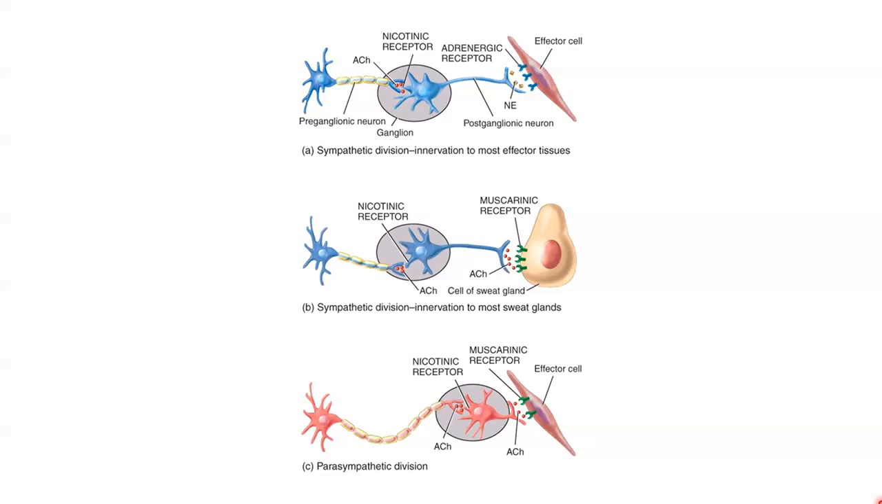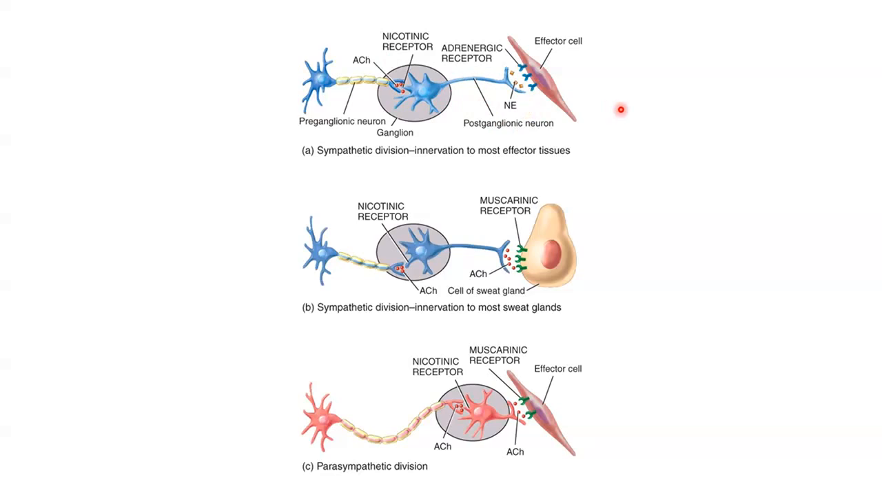All preganglionic neurons are cholinergic neurons because they release acetylcholine, and you can see that here. So each of these preganglionic neurons is releasing acetylcholine. Most sympathetic postganglionic neurons are adrenergic neurons because they release norepinephrine. So this is an adrenergic neuron because it releases norepinephrine.